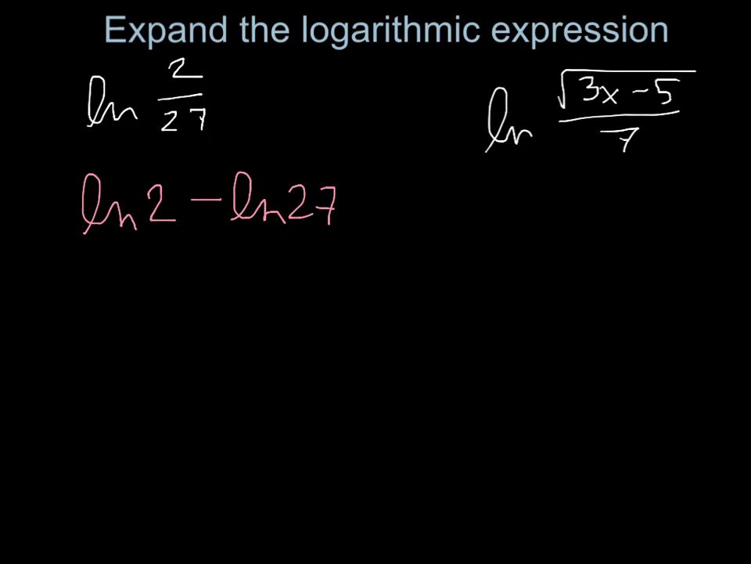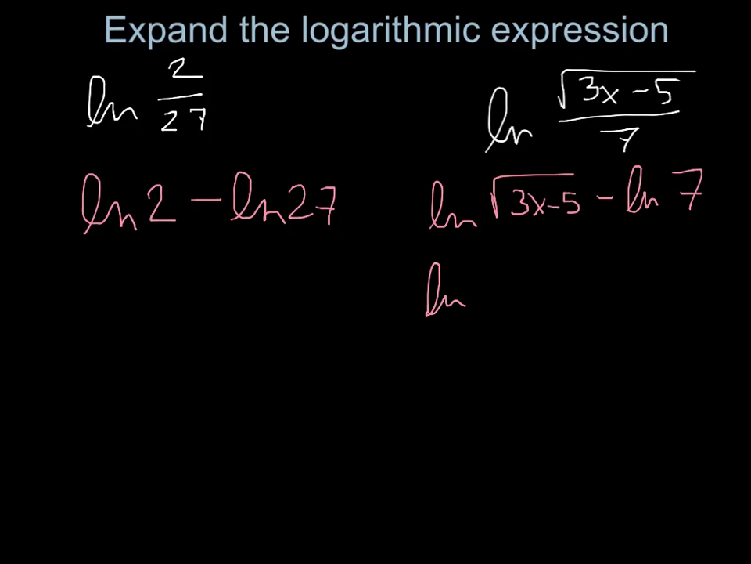The first thing I might do is say, yes, I have the natural log of the square root of 3x minus 5 minus the natural log of 7. I've separated them so far. Now, there's nothing I can do with this natural log of 7. That's simplified enough. However, I can do more with the first one.